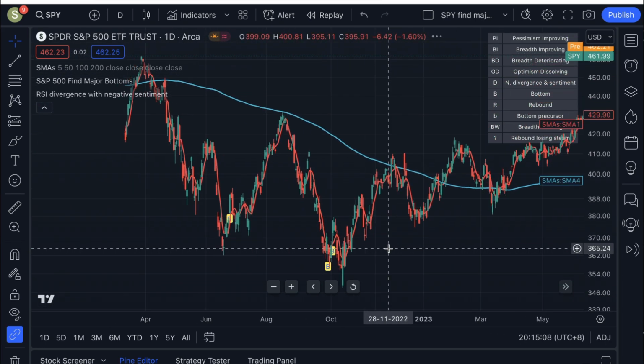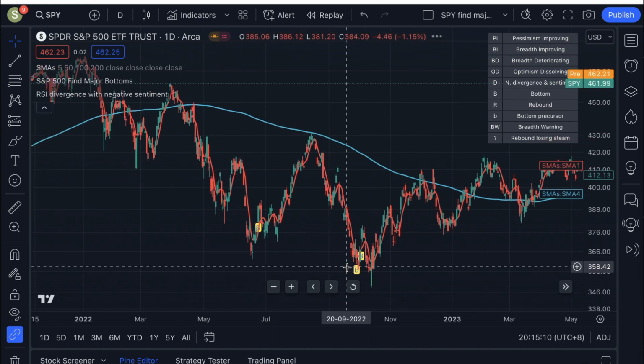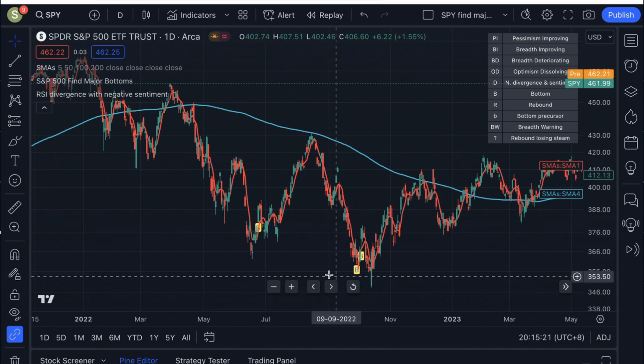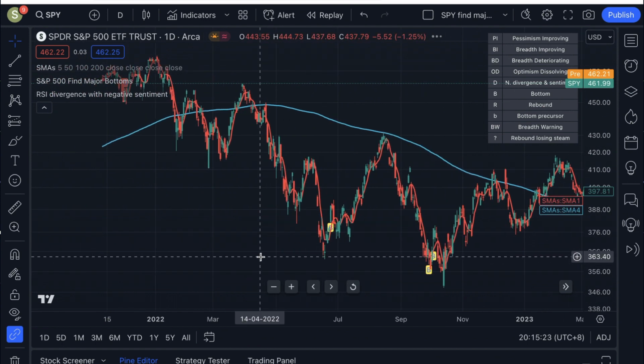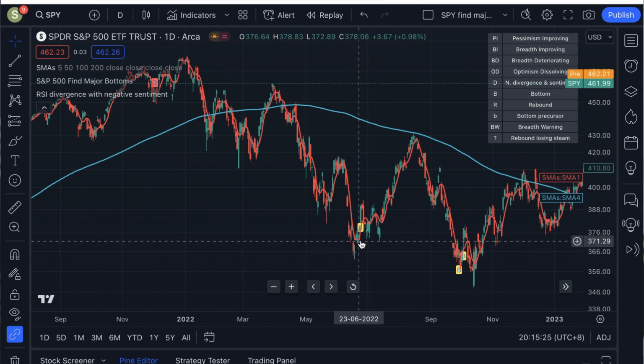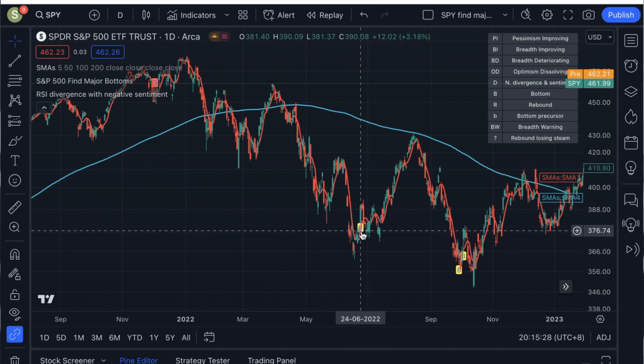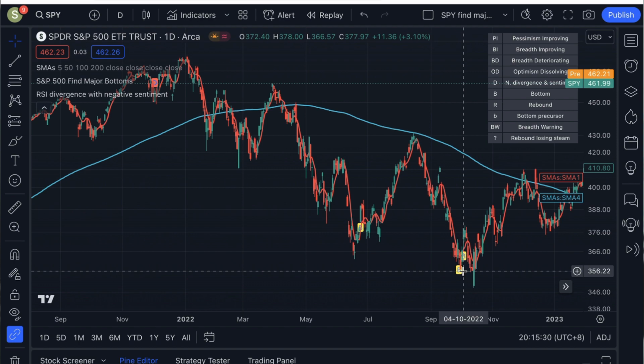These bottoms are identified using the breadth data, which measure the percentage of stocks trading above the moving average lines, whether 50-day or 200-day. When the breadth deteriorates to a very low threshold, it normally means the market is close to a major bottom, and a rectangle with letter B inside is printed. For example, it successfully identifies the 2022 cyclical bear market June bottom and October bottom.